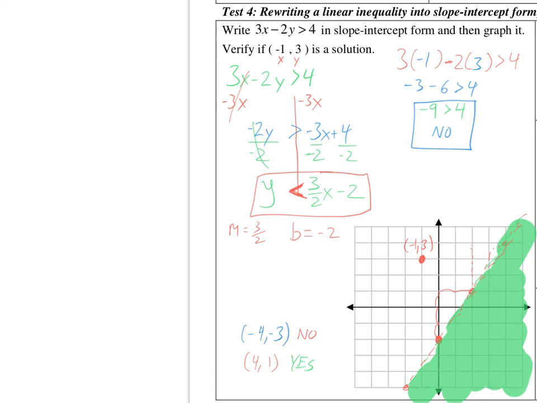Don't forget dotted or solid lines. Don't forget to shade top or bottom. Remember, this is the greater side, the top. This is the lesser, the bottom. Don't forget to change it before you graph it.